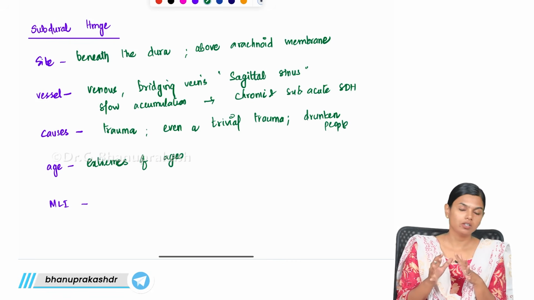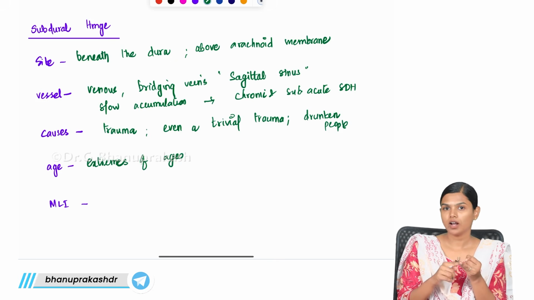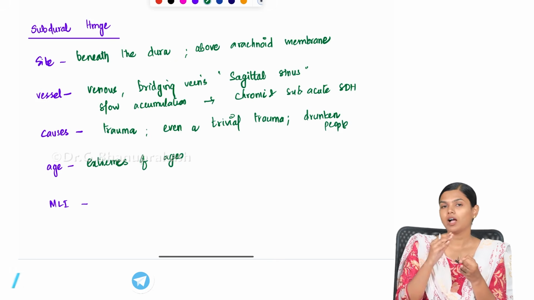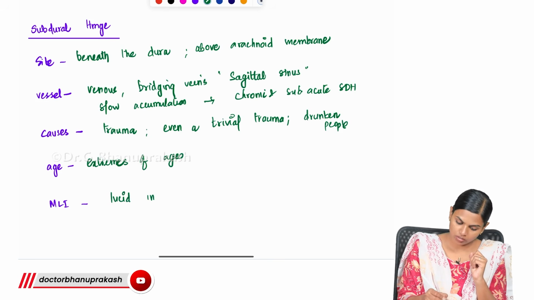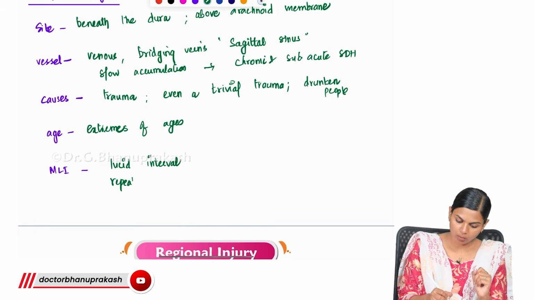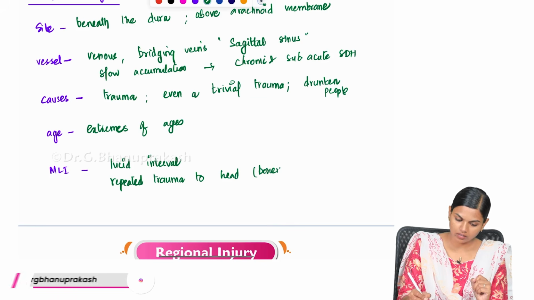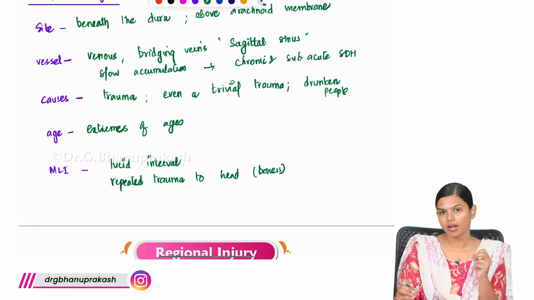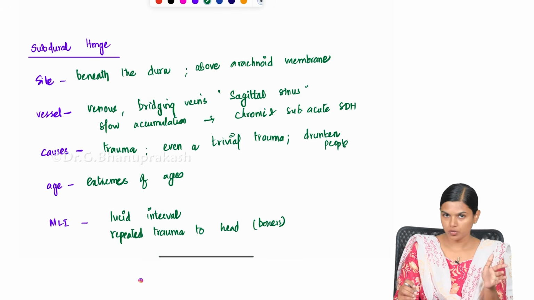Everything will be seen in this subdural hemorrhage, and it is most commonly seen with boxers, drunken people who keep on falling repeatedly, and old age people. The medico-legal importance is the lucid interval, and when there is repeated trauma to the head like boxers, you can get this subdural hemorrhage. When there is repeated minor trauma to the head or when there is a fall, you can get this subdural hemorrhage. So extradural, outside dura, subdural, beneath the dura.